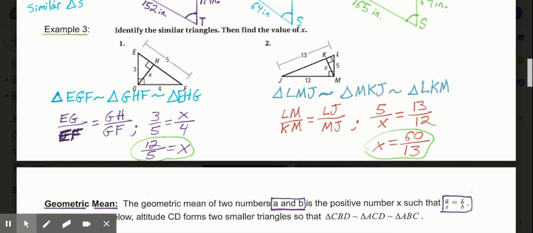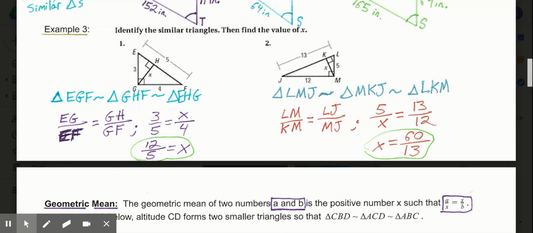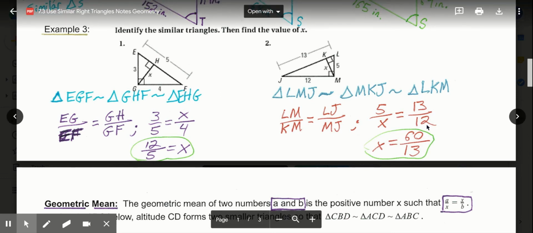Then on number 2, triangle LMJ is similar to triangle MKJ, which is similar to triangle LKM. Then we have to set up our proportion. So in this case, matching up corresponding parts and what we know, my proportion would be LM over KM equals LJ over MJ. That would set up as 5 over x equals 13 over 12. Cross multiply and divide, and x would be 60/13.